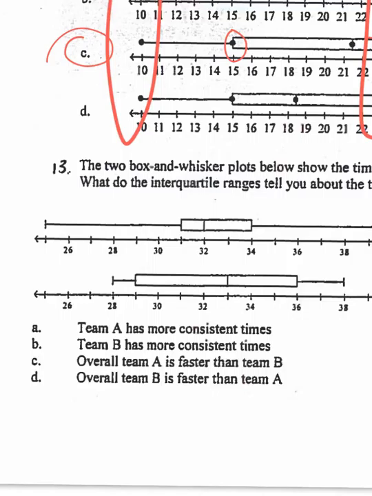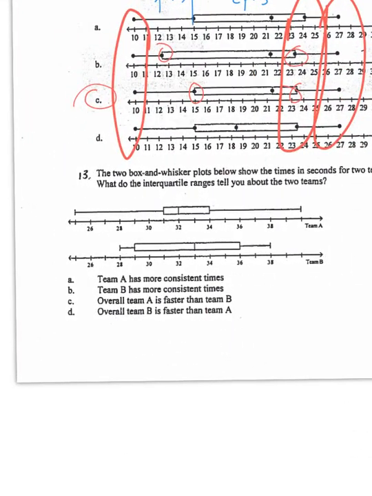And then number 13, since we talked about this one in class, the smaller box means that team A is going to be more consistent because 50%, half that team, is represented by that box. So half that team is a tighter grouping than it was on team B.